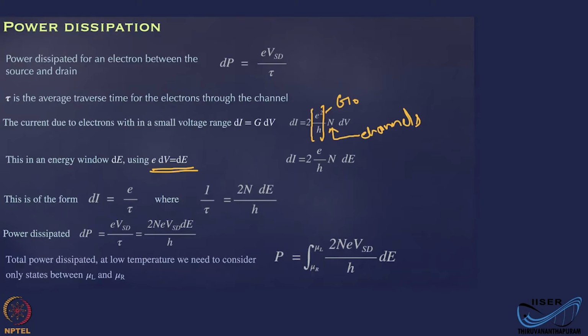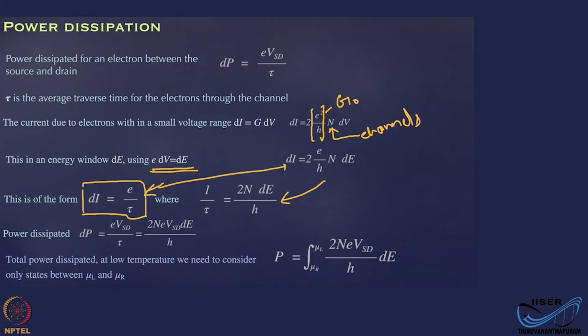That is the current. So now current is also of the form charge transfer rate, or charge divided by the time taken for the charge to move through the system, that is tau. So dI is e by tau. Okay. So what we can get from here is, when you equate these two, 2N by h into dE corresponds to 1 by tau. From here, what you can get is 1 by tau is 2N dE by h. That is the transfer rate.